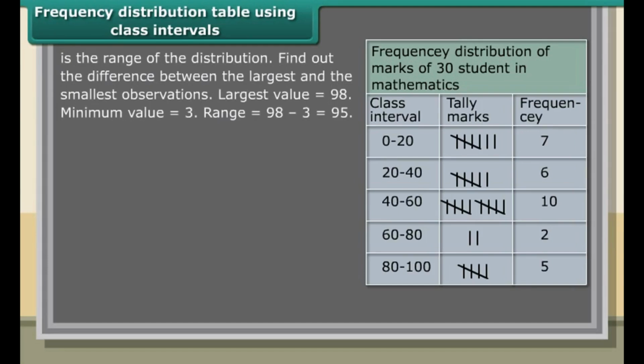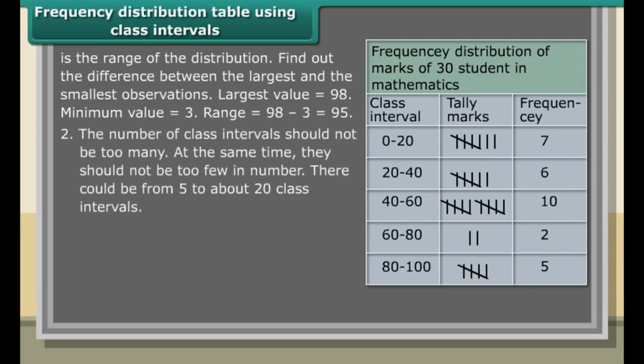Find out the difference between the largest and the smallest observations. Largest value is equal to 98. Minimum value is 3. Range is 98 minus 3, which equals 95.